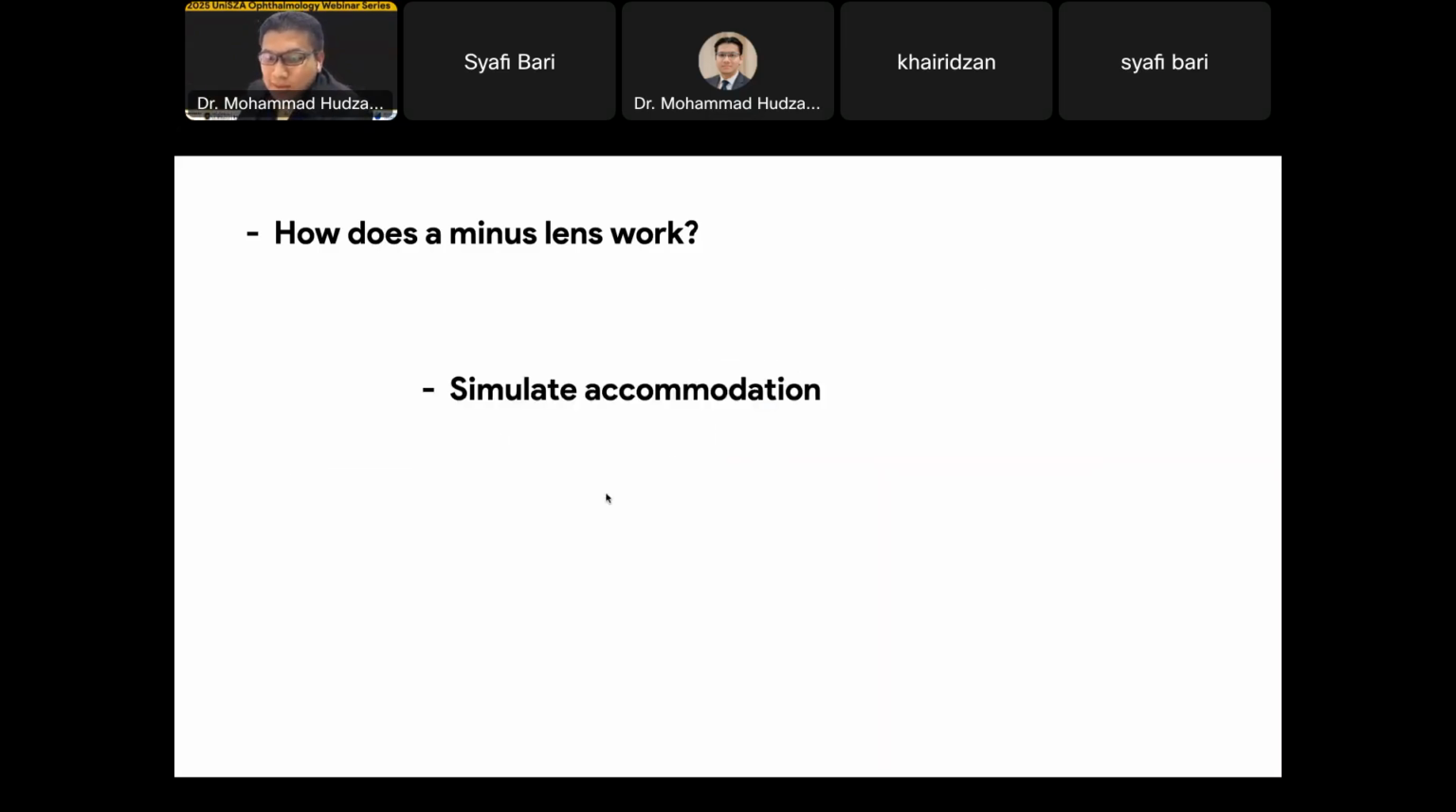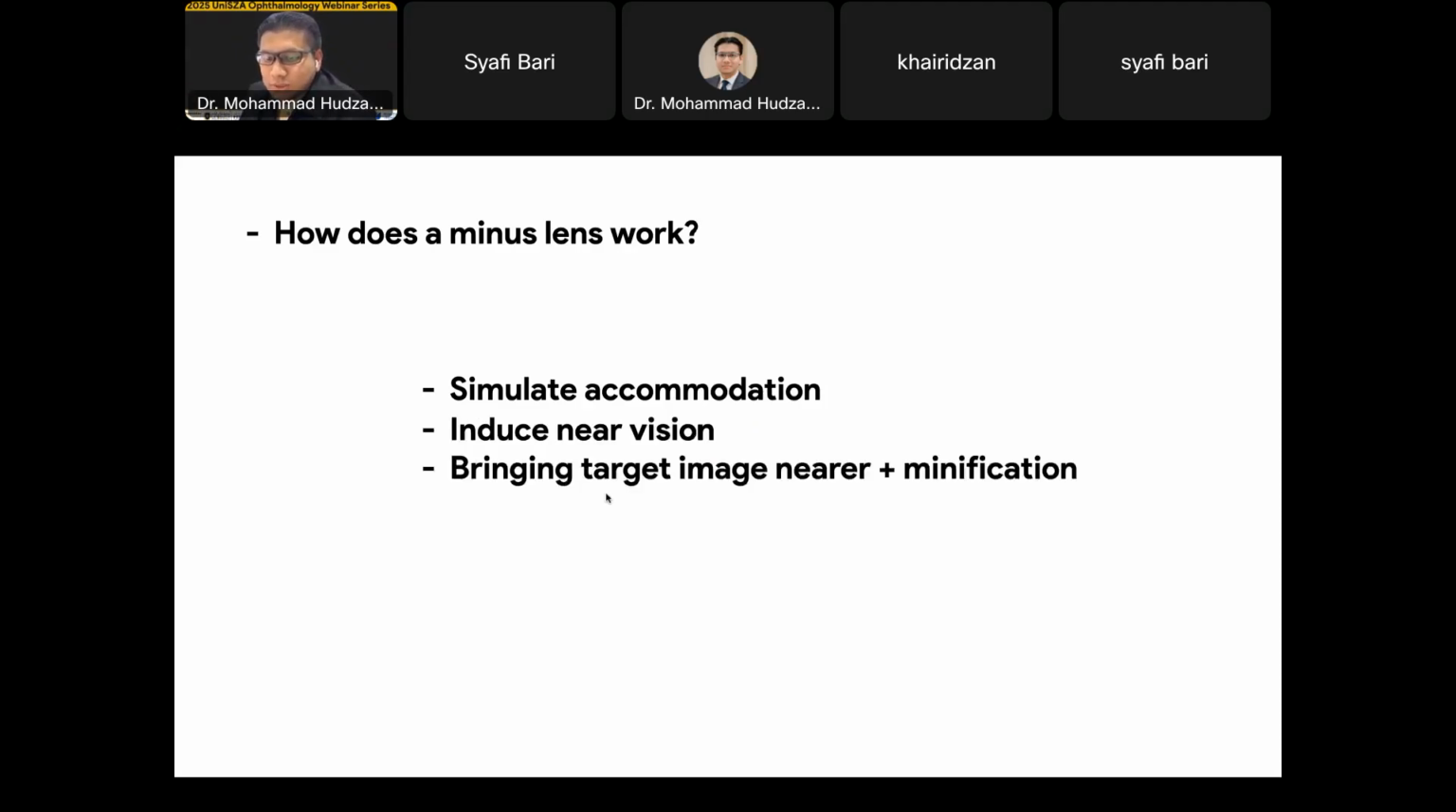So basically, by putting a minus lens for the patient, you are simulating accommodation. It is as if the patient is accommodating. The image will be brought forward. So we will induce near vision to the patient, and we bring the image closer, and it causes a minification of the image. So we can assess the IOL's ability to focus at a range of different distances just by putting a minus lens.